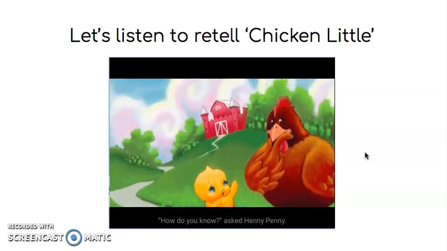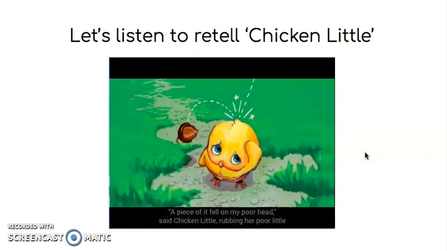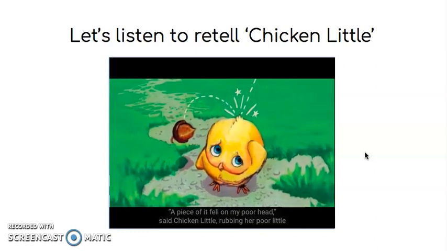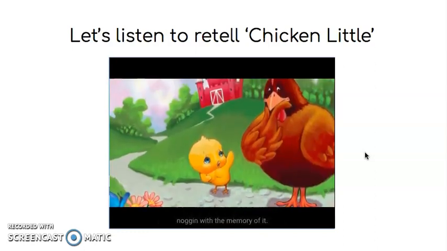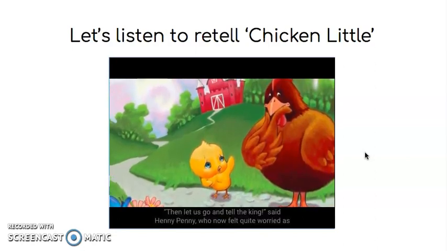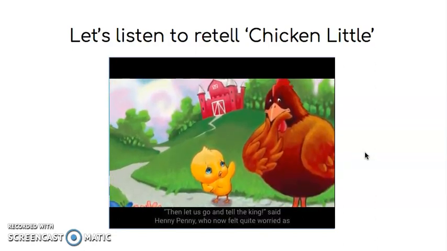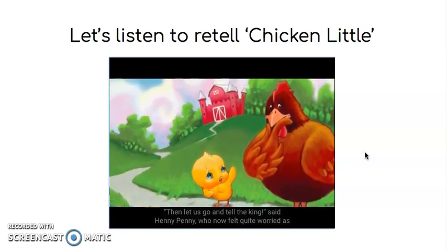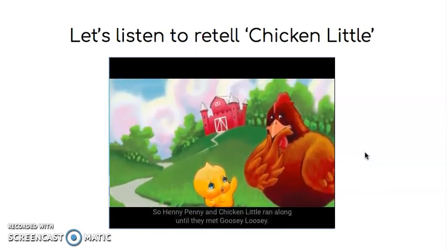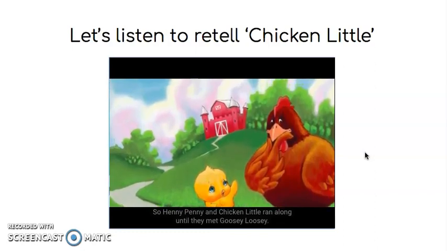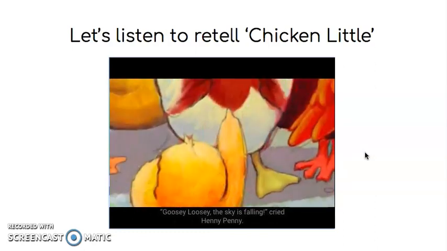"How do you know?" asked Henny Penny. "A piece of it fell on my poor head," said Chicken Little, rubbing her poor little noggin with the memory of it. "Then let us go tell the king," said Henny Penny, who now felt quite worried as well. So Henny Penny and Chicken Little ran along until they met Goosey Lucy.